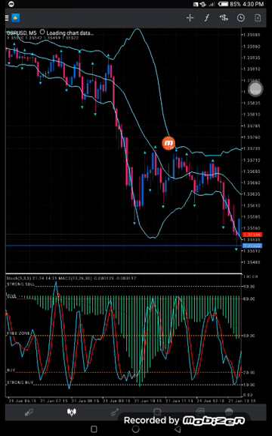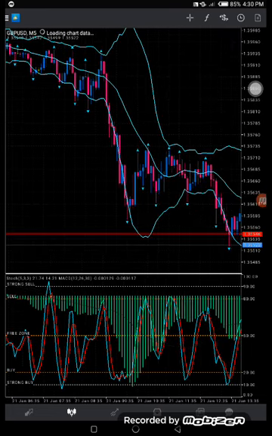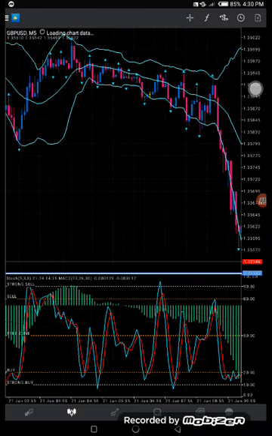Now, these fractals you see on top help me to know where the higher highs and the lower lows are. Fractals are the arrows on top of or below the candles. They help me know when the market is going up or coming down, as in the trend, and to know where the levels are, the resistance and the support levels.